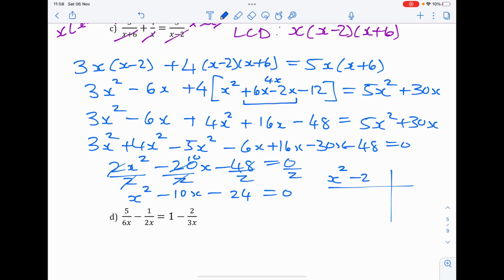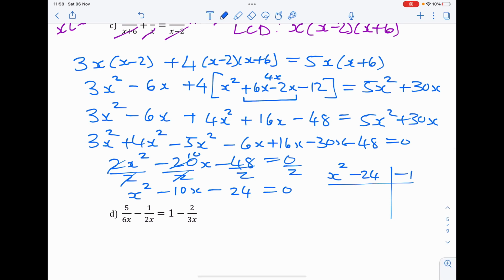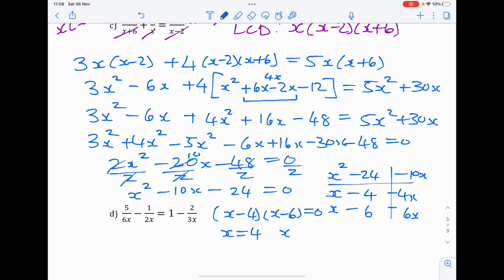x squared minus 10x minus 24. So x and x. How do I get to 10? What factors of 24 can get me to 10? Well, 4 and 6. So 6x and 4x, and they both have to be minus. So (x minus 4)(x minus 6) equals 0. So x is equal to 4, x is equal to 6. I've just skipped a step there.